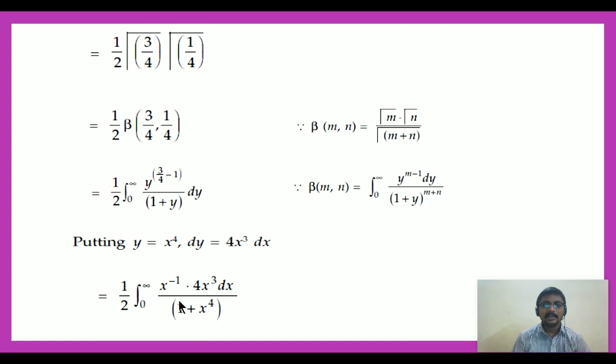So clearly the 4s get cancelled, so we will have x power minus 1. And dy is 4x cube dx. In 1 plus y, what is the value of y here? x power 4. So thus we will have x cube into x power minus 1 is x square by 1 plus x power 4 dx. So clearly proved. So we just have to remember the formulas, that is beta of m n is gamma of m into gamma of n by gamma of m plus n, and beta of m n is integral 0 to infinity y to the power of m minus 1 upon 1 plus y whole power m plus n dy. We can take n also here.